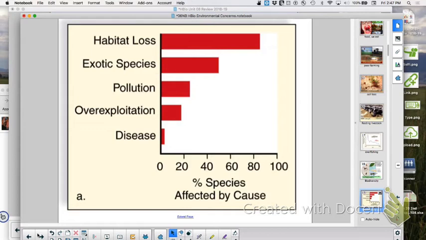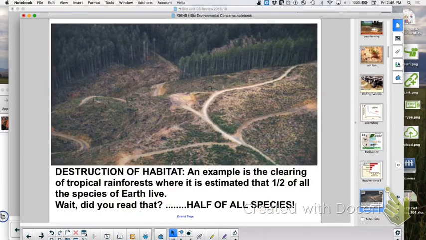And number two? Exotic species. Number three? Pollution. And number four? Overexploitation. That's like overfishing. And number five was disease. So habitat loss, I think you understand that pretty well.